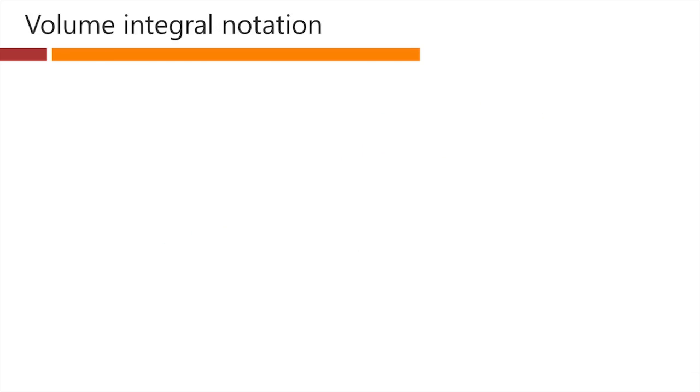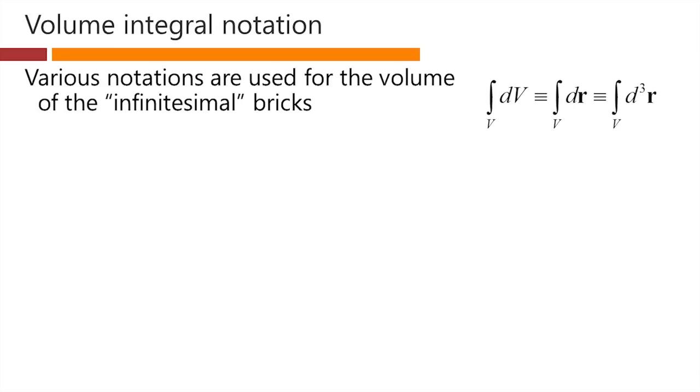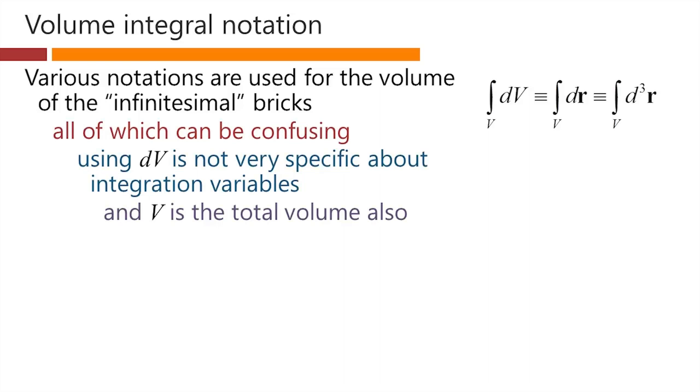Volume integral notation can be a little confusing, and there are various notations here that we use for the volume of the infinitesimal little bricks. And all of these have their shortcomings and can be confusing. If we use this one, well, we're not being very specific about what the integration variables are. We're just formally dividing the volume up into bricks and adding them up, but it doesn't tell us x and y and z and variables like that.